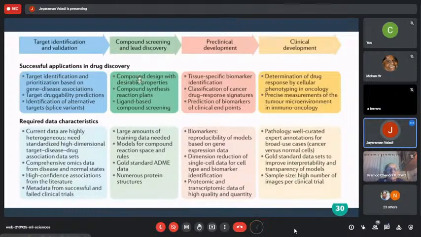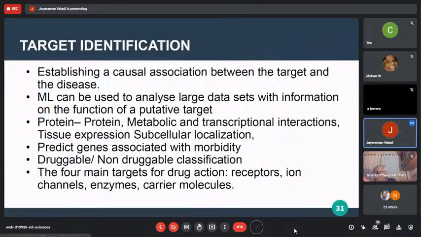As I said, screening and lead discovery is a chemoinformatics methodology. Machine learning is also used in preclinical development and clinical development, essentially in identification of tissue-specific biomarkers, drug response signatures, prediction of biomarkers of clinical endpoints, and finally, in the clinical development, the response of drug by different cellular phenotyping in oncology, and precise measurements of the tumor microenvironment in immuno-oncology. In the clinical development stage, it is used in multiple different applications apart from what is given here.